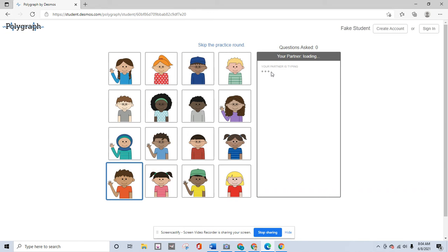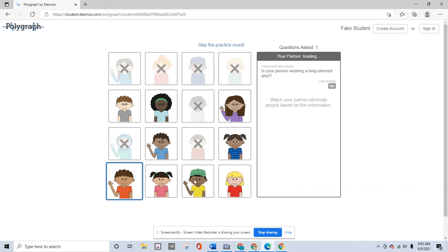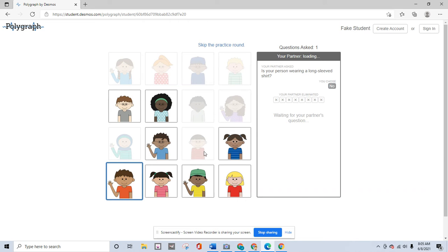Your partner is typing and it's waiting for a type. You see the dots, you know something's happening. It says, is your person wearing a long sleeve shirt? So that person asked a yes or no question. Super important. If you're the one asking questions, they have to be yes or no. So is your person wearing a long sleeve shirt? My person is not. So I'm going to say no. So look at what they're Xing out. All the kids that did have long sleeve shirts because they knew it couldn't be that kid.